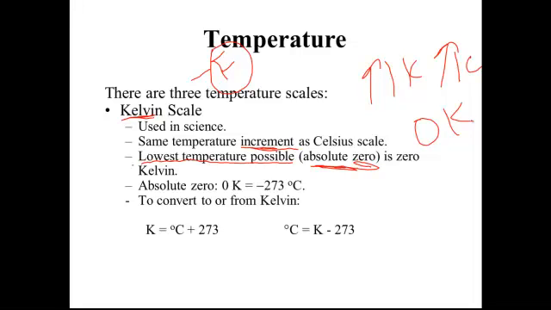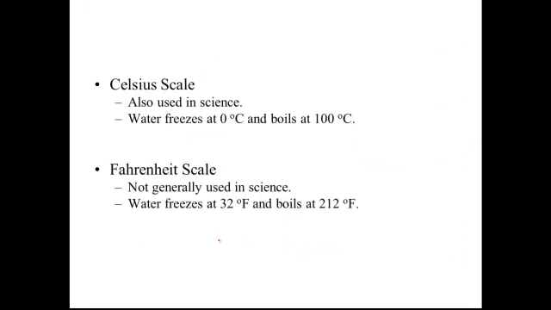And then as we've learned already, to convert to or from Kelvin, these are some important ones here. The temperature in Kelvin is equal to the temperature in Celsius, and then you just add 273. To go backwards, we do the same thing. We're going to take Kelvin minus 273.